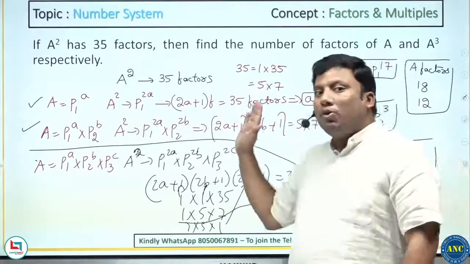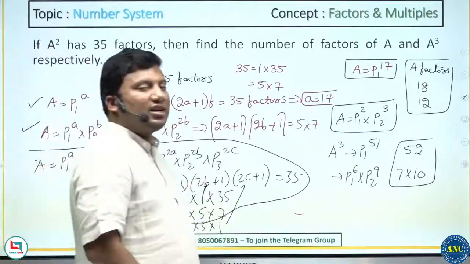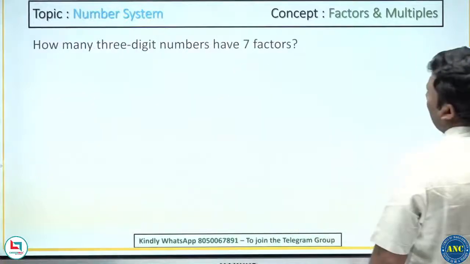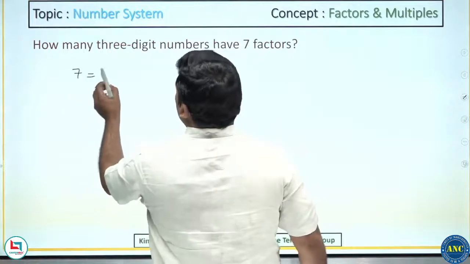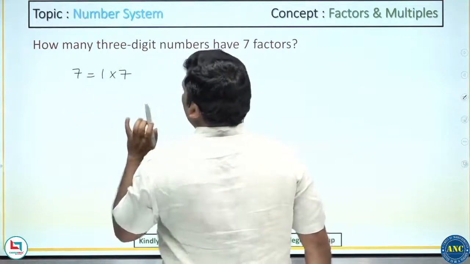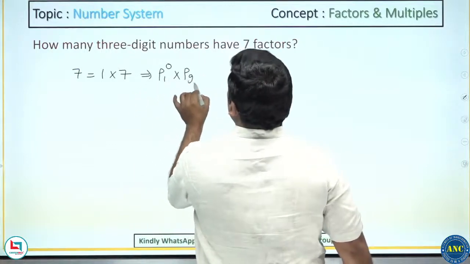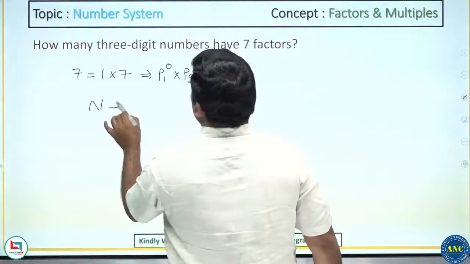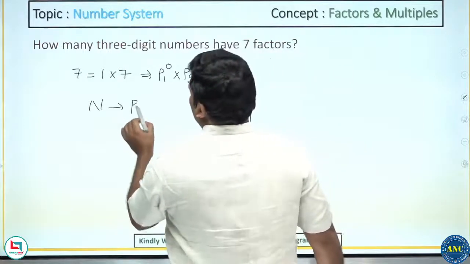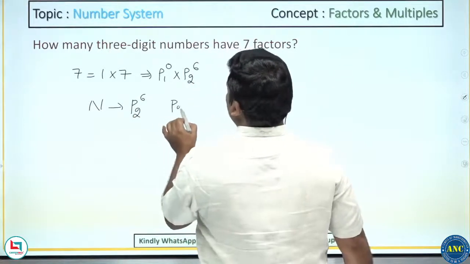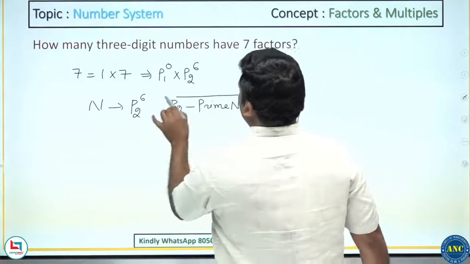Very, very good question. Most of the students will leave this question thinking that it is a difficult question. But actually, it's an easy question if your fundamentals are good. How many 3-digit numbers have 7 factors? 7 can be written as 1 into 7. That means P1 power 0 into P2 power 6. Because 7 is a prime number, only 2 factors I will get, 1 and itself. So, n will be P2 power 6. What is P2? P2 is a prime number.